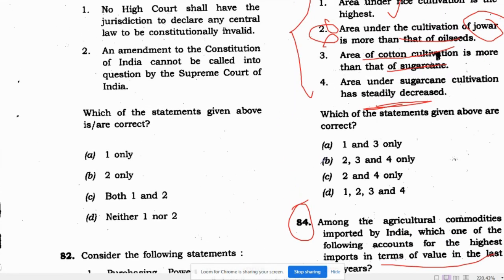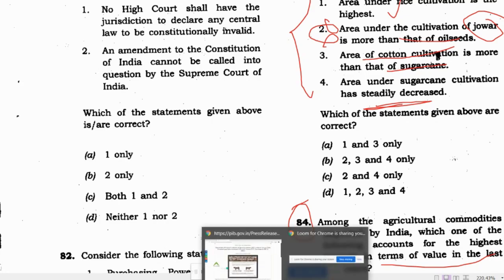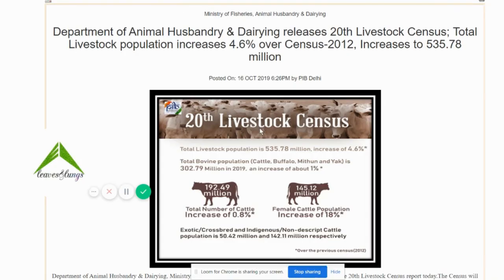On those lines, I have chosen one topic today: the 20th livestock census. What is so important about this? This census was started in the year 1919-1920, so it's almost 100 years since the livestock census began. And the livestock census is conducted once in every 5 years.